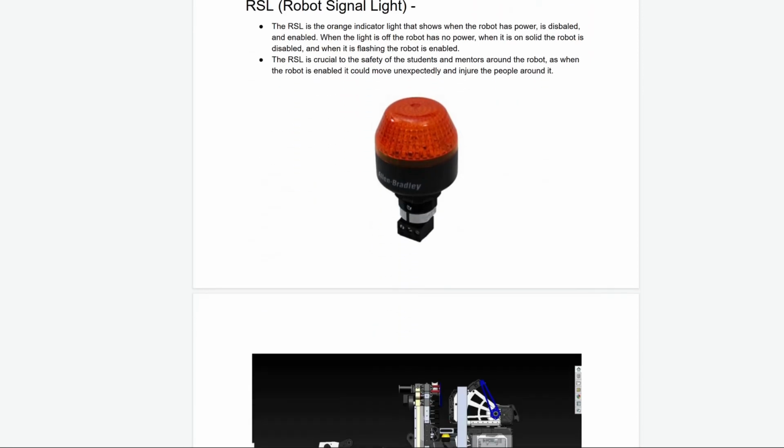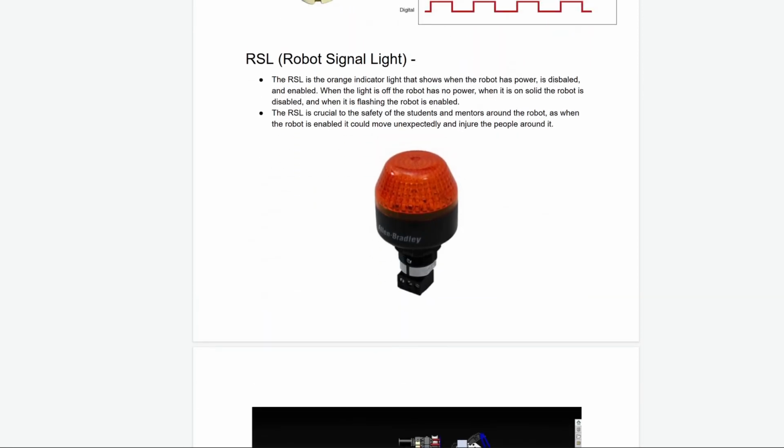The RSL, or robot signal light, is a crucial piece of safety equipment. It indicates if the robot is on, off, or enabled. If the robot is off and has no power, the RSL is going to be off. If the robot is plugged in but disabled, RSL is going to be solid orange. And if the robot is plugged in and enabled, it's going to be blinking orange.